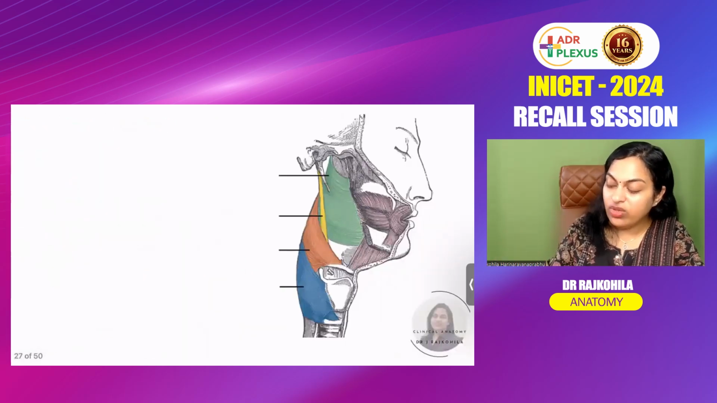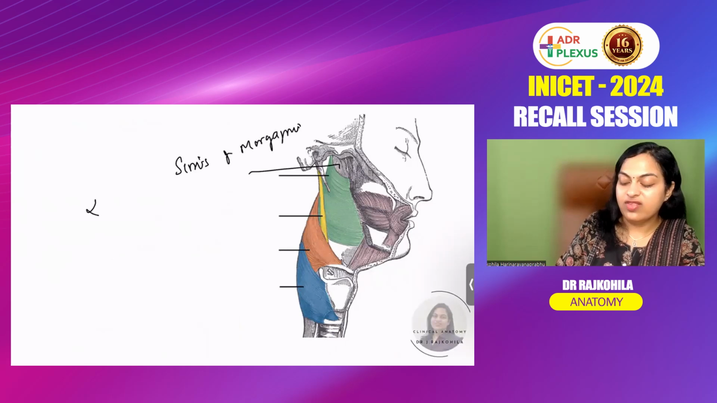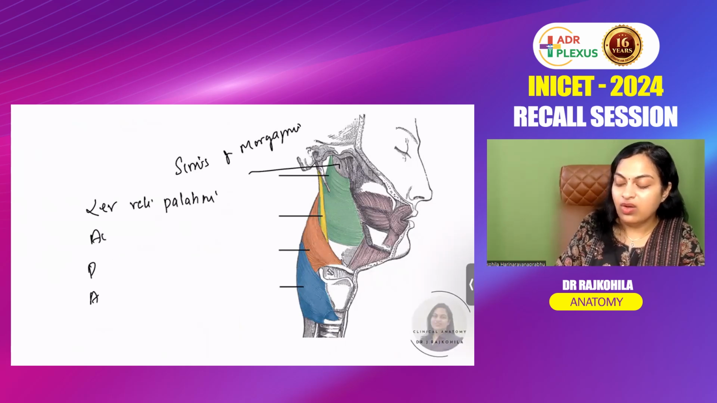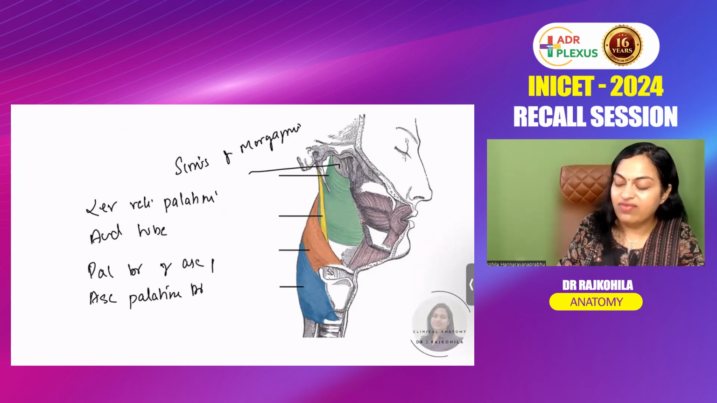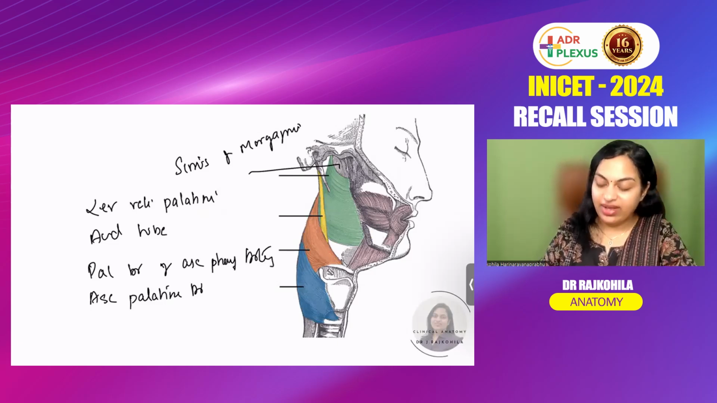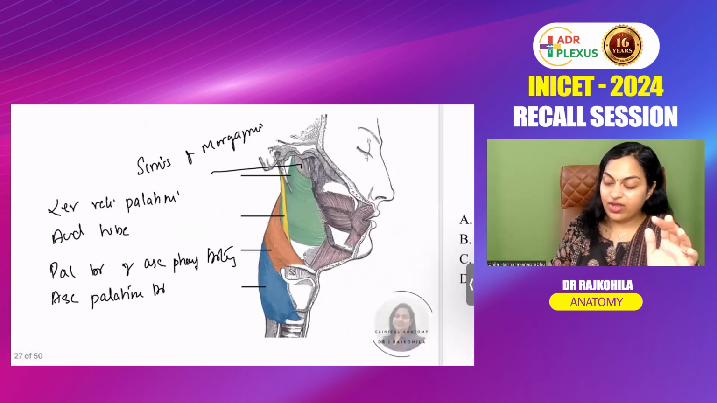Now, what passes above the superior constrictor? What is that area called? Sinus of Morgagni. What are the structures passing through? Yes, the levator veli palatini muscle, the auditory tube, the ascending palatine artery, palatine branch of ascending pharyngeal artery, right? Through sinus of Morgagni. So, hope you all got it right. Yeah, that was a direct question.